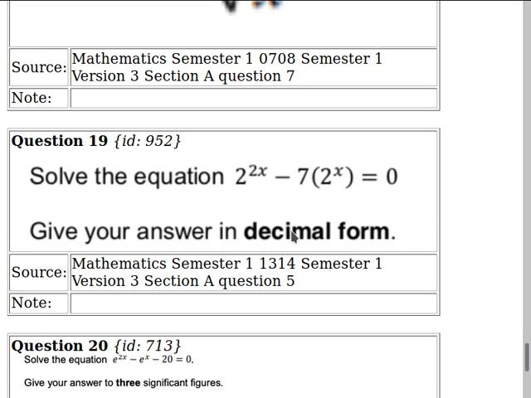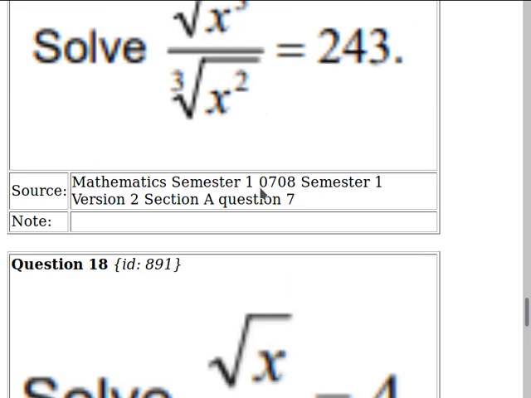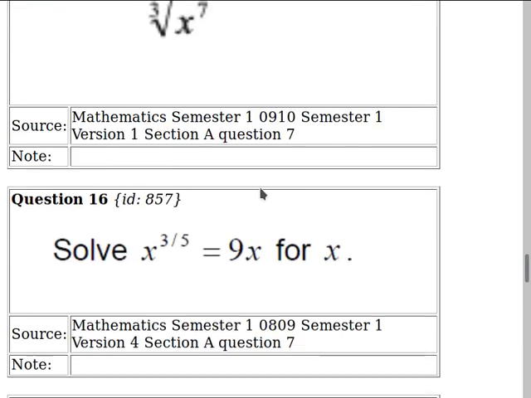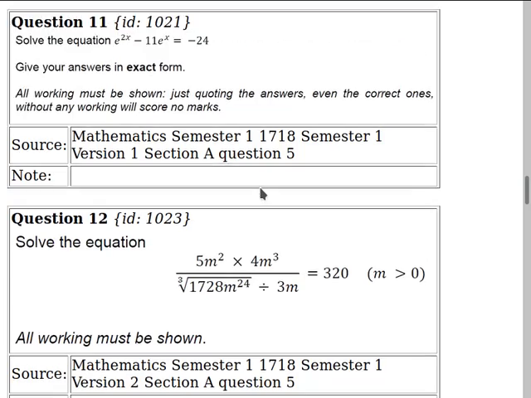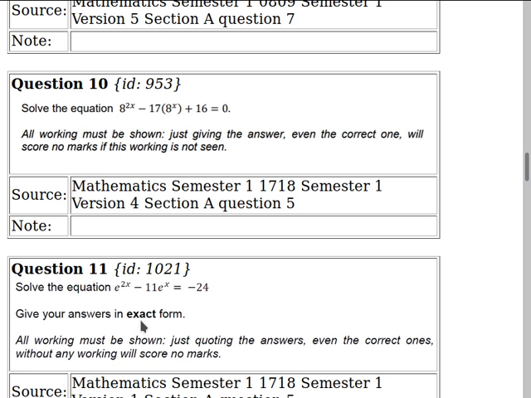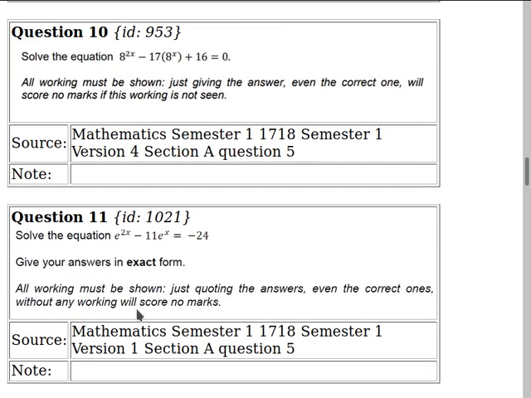Because this answer is saying decimal form, you'll need to use a log at the end. So maybe you could count it more as a log problem because you will need logs. Whereas you see for some of these, they say, let me show you, give your answer in exact form, which means no need to calculate using log. I think we'll do 10 and 11.